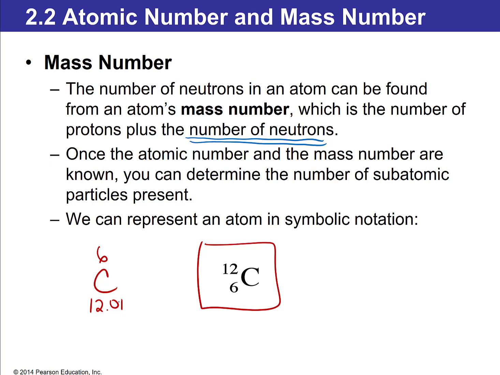So notice this carbon, the 12's above. If you have it written above and below, just remember the bigger number is always the atomic mass. Okay? The larger number is always the atomic mass. The smaller number is always the atomic number.